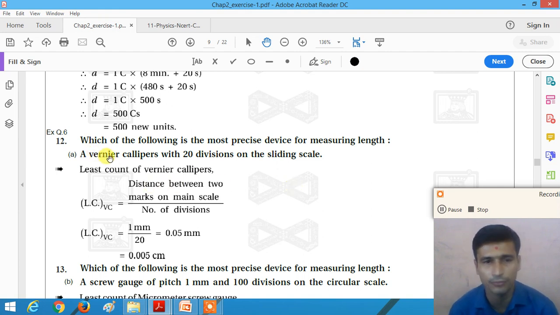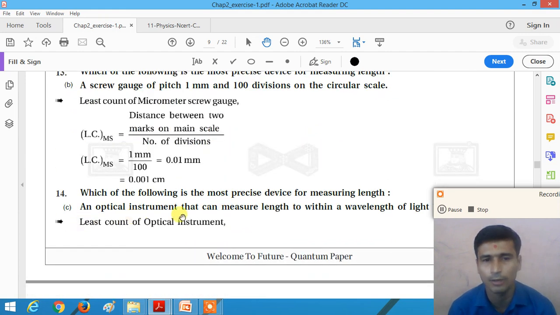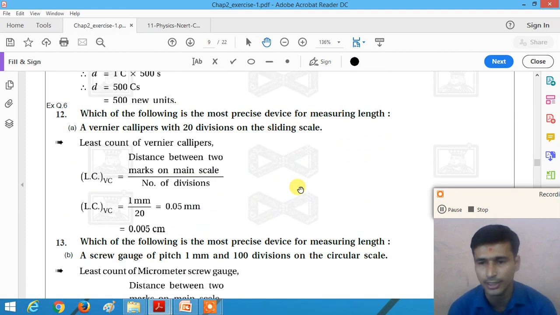So we need to calculate the least count of all the three instruments. First one is the vernier calipers, second one is the screw gauge, and third one is the optical instrument, right? So what is the least count of the instrument? The least count of the instrument is the smallest measurement that can be measured by the measuring instrument, right? So we need to find the smallest measurement for all the instruments, right? So what is the least count? Understand, least count is the smallest measurement measured by the measuring instrument.